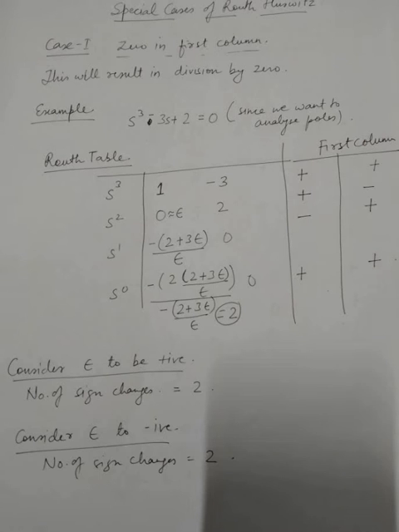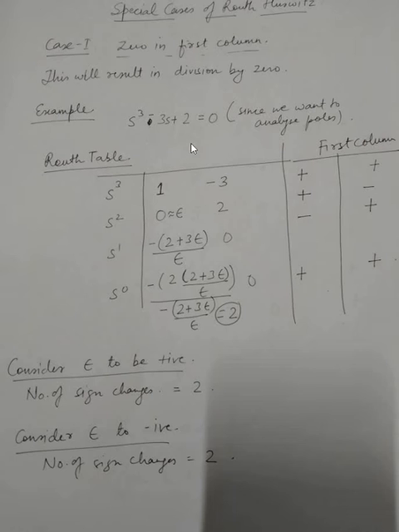As I said in the last class, there are some special cases of Routh-Hurwitz criteria, and the first case is the case where you encounter zero in the first column. What's wrong with zero in the first column is that this will result in a division by zero, right? Because we divide by the first column number. So that will be problematic for us. So what do we do? Well, I'll try to explain it through an example.